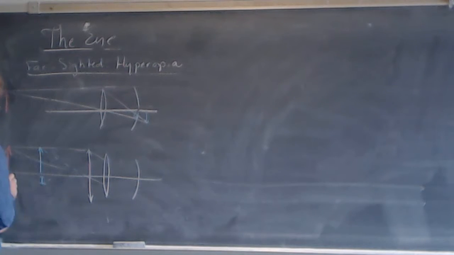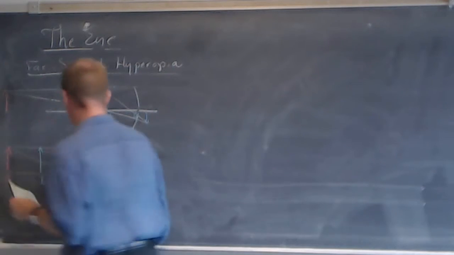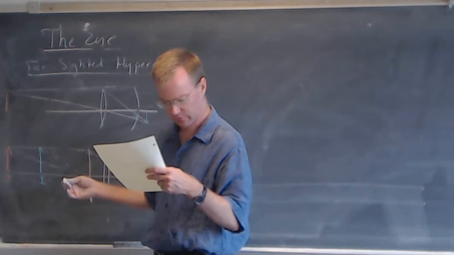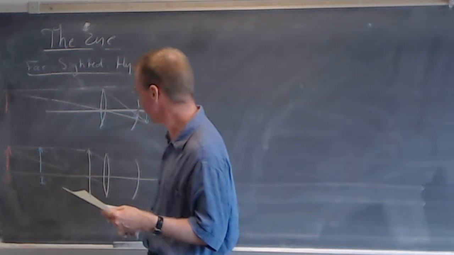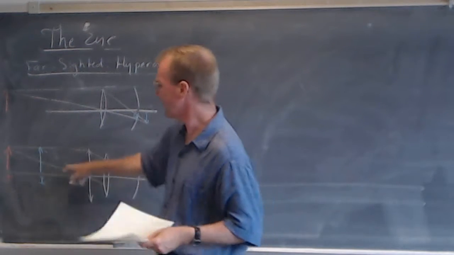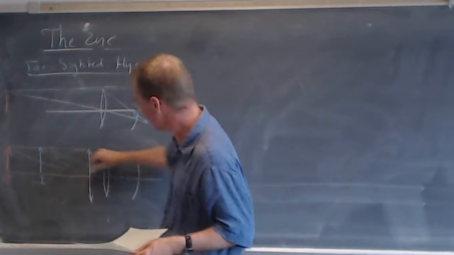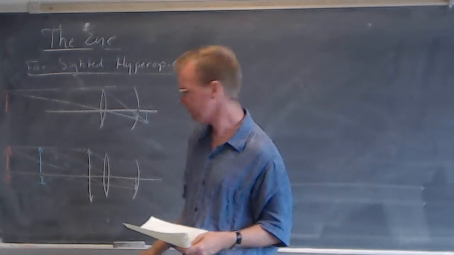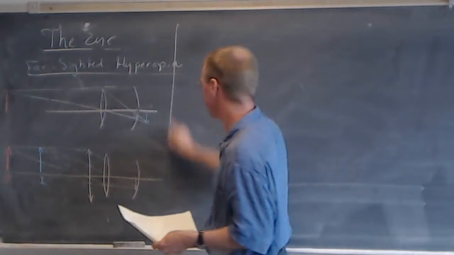Okay, there's the image. They create a virtual image that's closer and actually, in fact, a bit smaller. I've drawn it a bit too big there. Anyway, the virtual image is closer by, and then your eye is able to bring that focus on the retina. Now, the opposite problem is called myopia, which is nearsightedness.